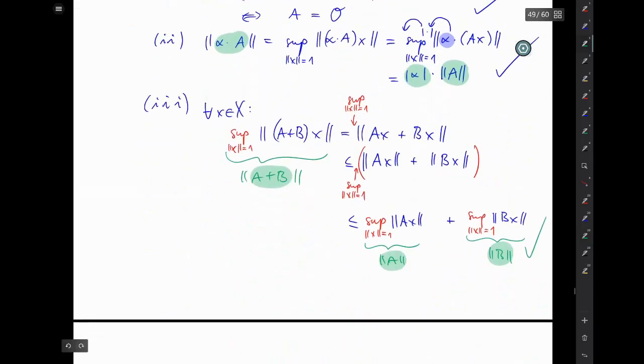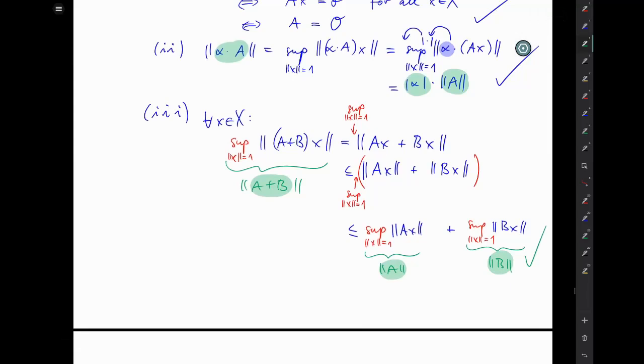Right, so at this point we arrive at the conclusion that L(X,Y) is a normed space with the operations as defined above.